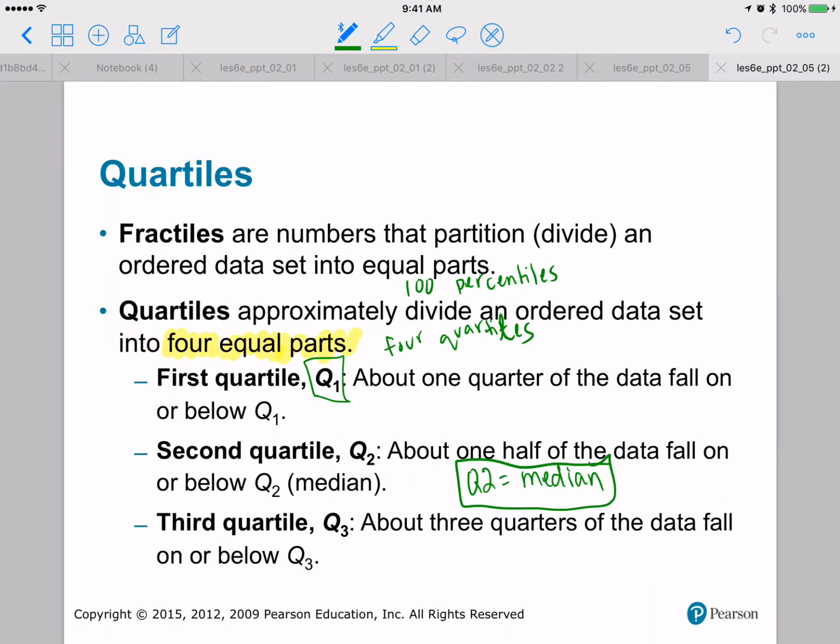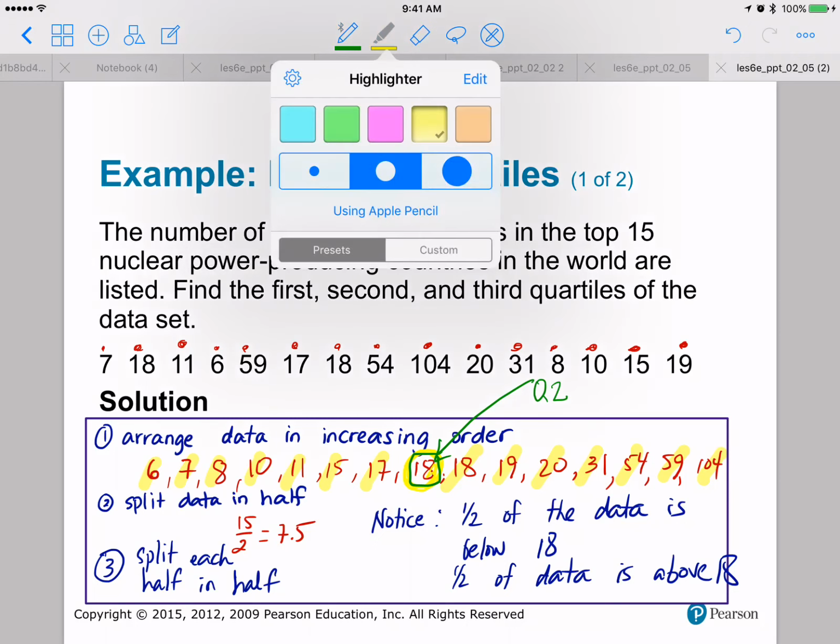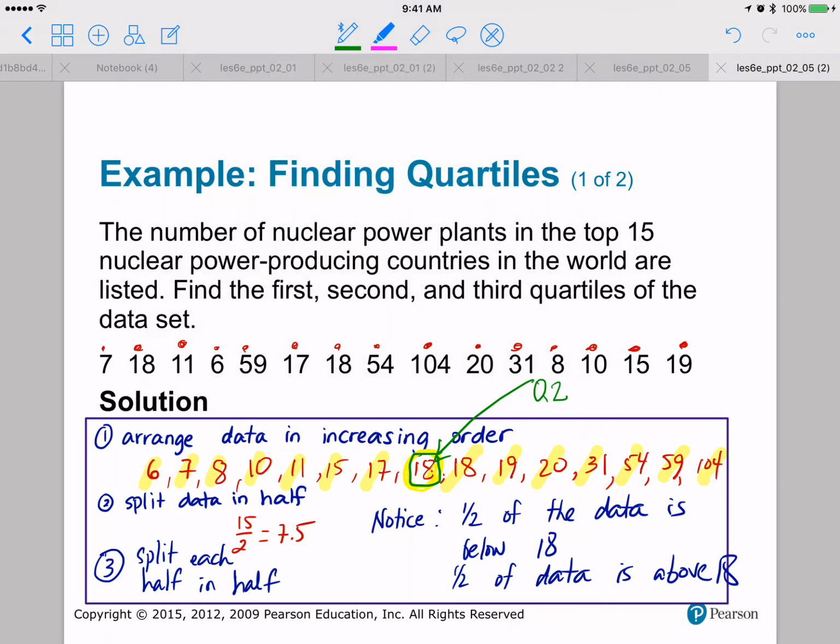Because remember, what is Q2? About half of the data fall on or below Q2. Q2 is the median. Now I'm going to find the first quartile. About 1/4 of the data fall on or below Q1. So this is the first half of my data, and I'm going to split this in half.